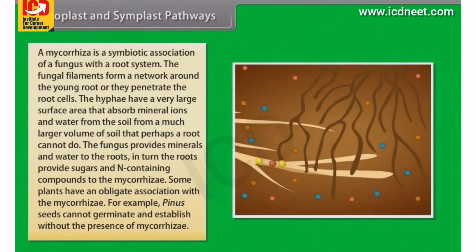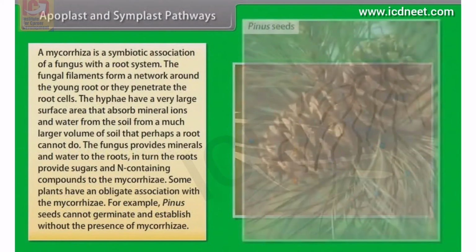The fungus provides minerals and water to the roots. In turn, the roots provide sugars and nitrogen-containing compounds to the mycorrhizae. Some plants have an obligate association with the mycorrhizae. For example, pinus seeds cannot germinate and establish without the presence of mycorrhizae.